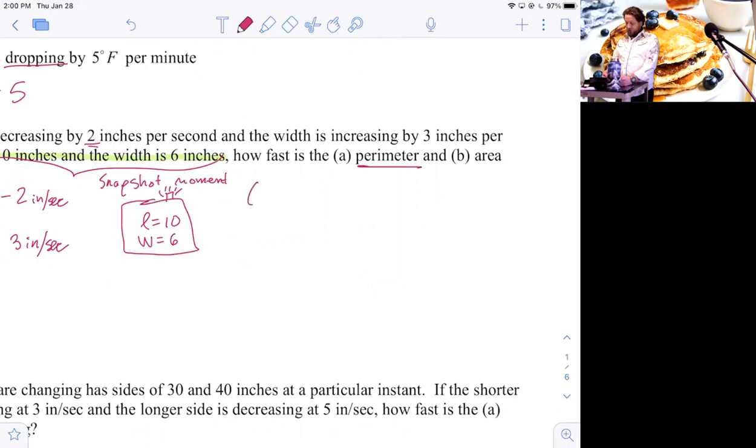Okay, so let's go ahead and give ourselves a target. I want to know how fast the perimeter is changing. That means I want to know the rate of change of perimeter. What variable can we use for perimeter? P, right? P for perimeter. So dP/dt is equal to question mark. That's your target. You want to know what that is?